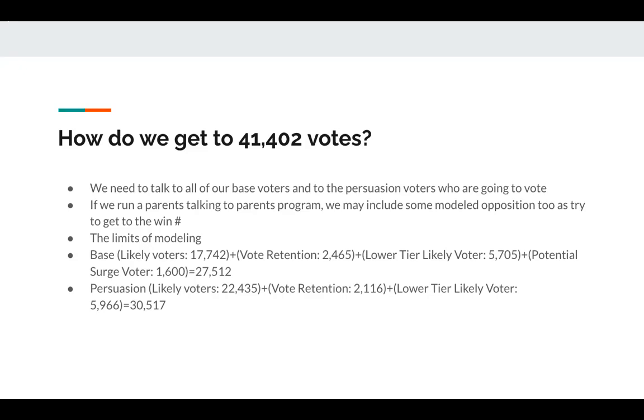That is a lot of people. That's so many people. We're not going to be able to reach all of them, but we can reach a lot of them. And depending on what happens with the scale of our program, we may also expand it to talk to some modeled opposition through a targeted parents talking to parents program, as well as through a relational program, which I will be coming to shortly.